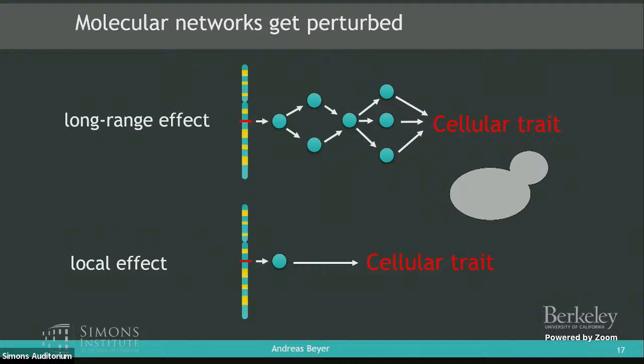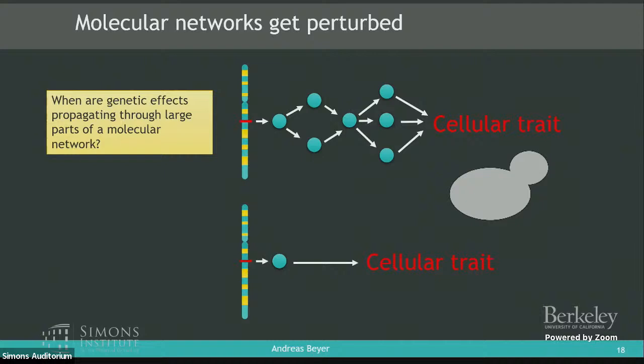A long-range effect would be an effect that is modulating large parts of a network and then eventually changing some cellular trait. And those are mostly also pleiotropic effects. So this is the link to Pascal's presentation. While local effects are usually much more specific, they only affect a small number of traits, if maybe just one. So what distinguishes these two types of effects?